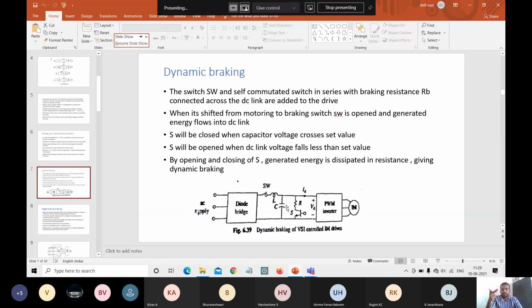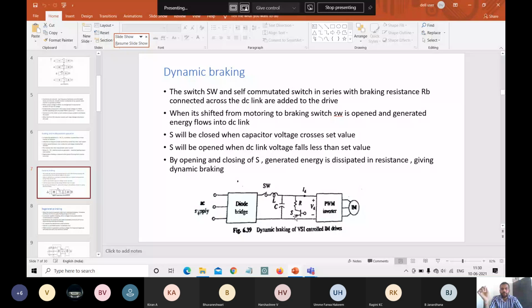So this closing and opening of S is called dynamic braking. So here what happens is the energy that is generated here is dissipated in the form of heat in the resistances. So this leads to our dynamic braking.